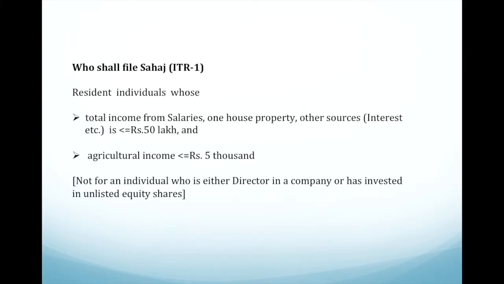First, we will see who shall file the ITR 1, that is Form Sahaj. Resident individuals whose total income from salaries, one house property, other sources, that is interest, etc., is less than or equal to 50 lakh and the agricultural income is less than or equal to 5,000 rupees. So, if you are not a resident individual, you cannot opt for this return.